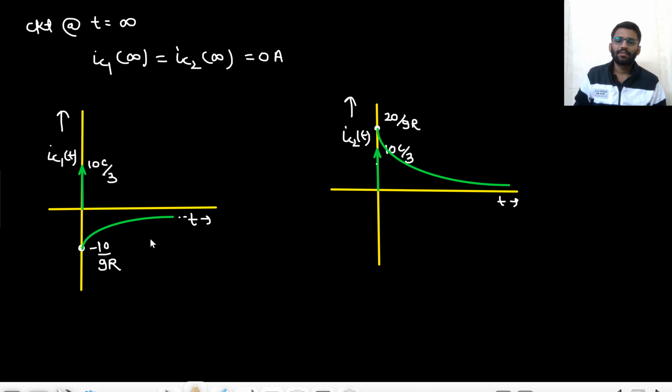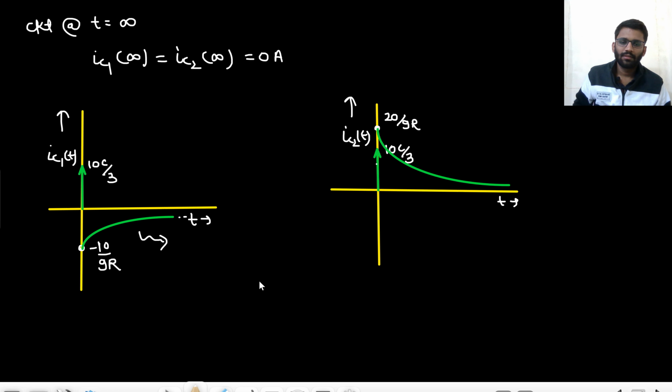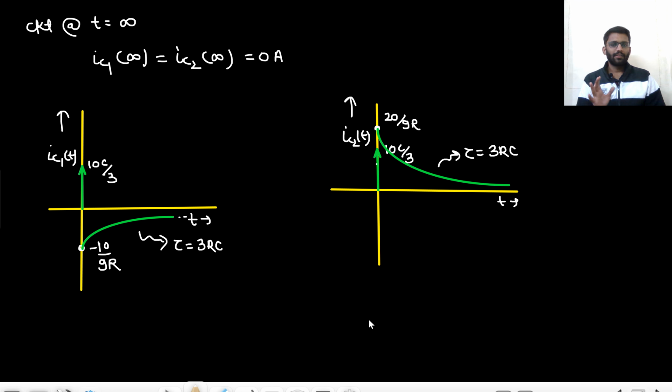And what is the time constant of the circuit? R into C plus 2C, so 3RC. The time constant is 3RC. And what is the time constant here? That is also 3RC. Understood?